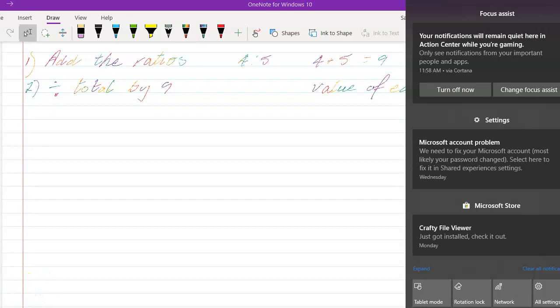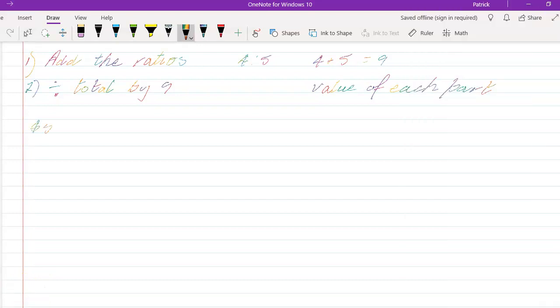3 people contribute to a $5 raffle ticket. And the total prize that they won: the first person won $450, the second person won $200, and the third person won $350.